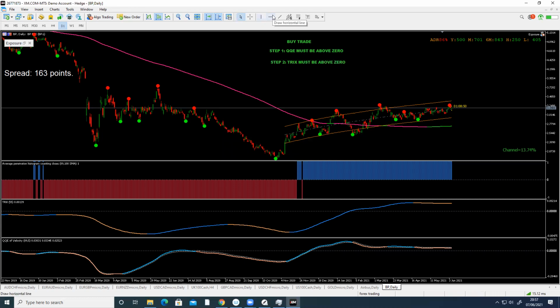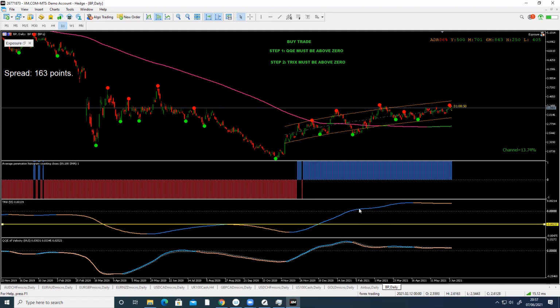Now, can we see the zero line? There's a zero line, this here is a zero line. Can you look across? It must go above that line, the zero. So once it's above and that's above, then we're only looking for buy.